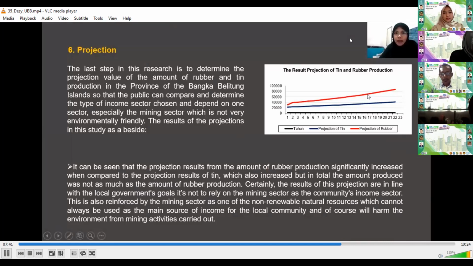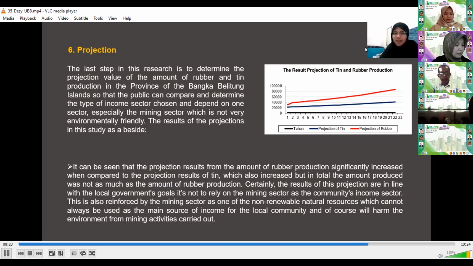The red line is the projection of rubber. The blue line is the projection of tin. This is the amount of tin and rubber projection. It can be seen that the projection of rubber production significantly increased when compared to the projection of tin, which also increased, but in total the amount produced wasn't as much as rubber production. Certainly, the results of this projection are in line with the local government goals.